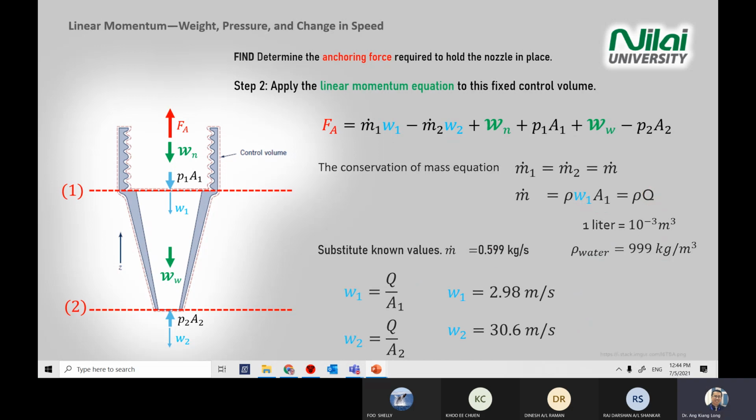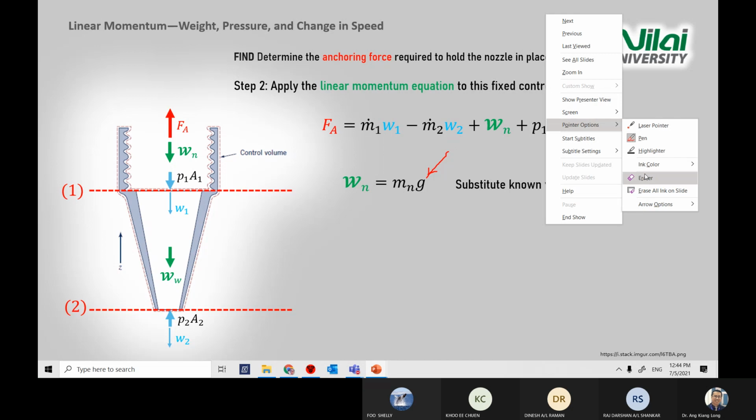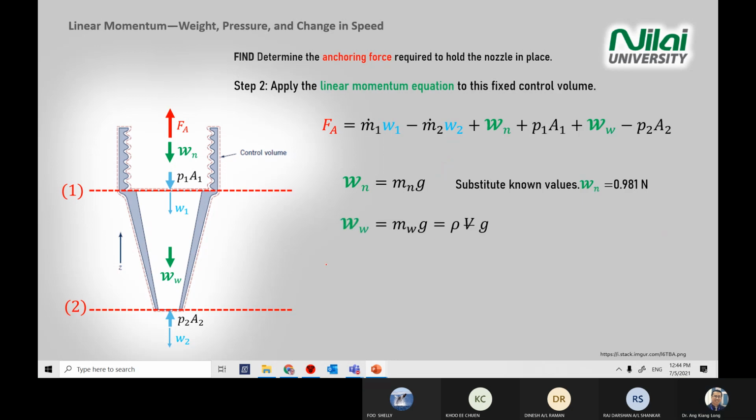Okay, once you get all these values, calculate the Wn, which is the mg, because you are given the mass of the nozzle times the gravity, and I already mentioned gravity for this module is 9.81 unless you're given a fixed value in the question. If not, use 9.81. For water, you're able to find it with rho times volume times gravity.